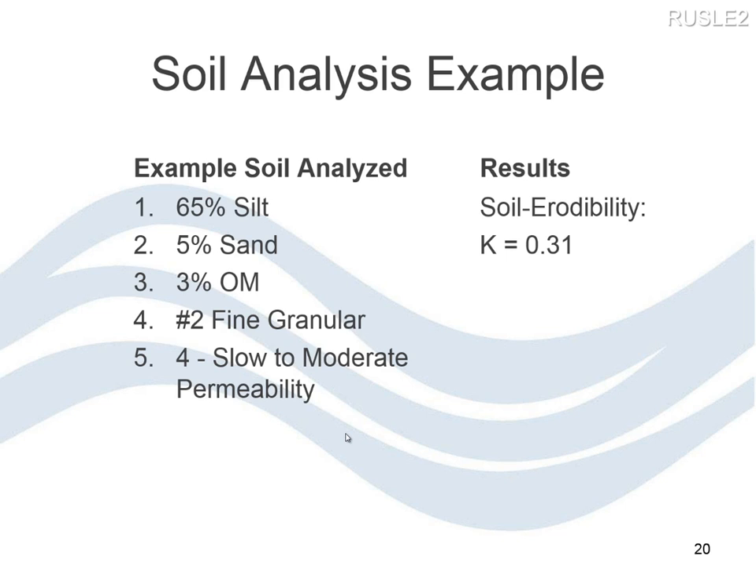This particular example has fine granular structure, and based on our soil test, we have slow to moderate permeability. So we have 5 factors here. When we go through the soil nomograph exercise in a second, keep this K factor estimate in mind, and I'll show you how we arrive at this 0.31.